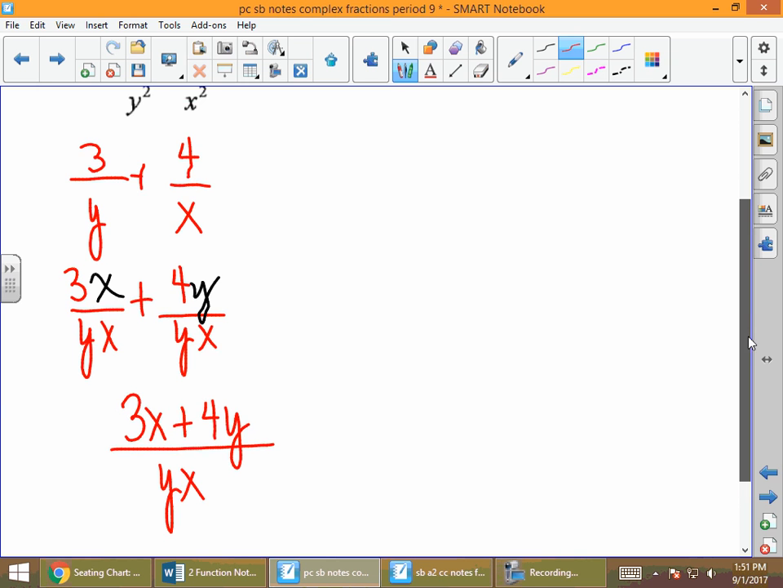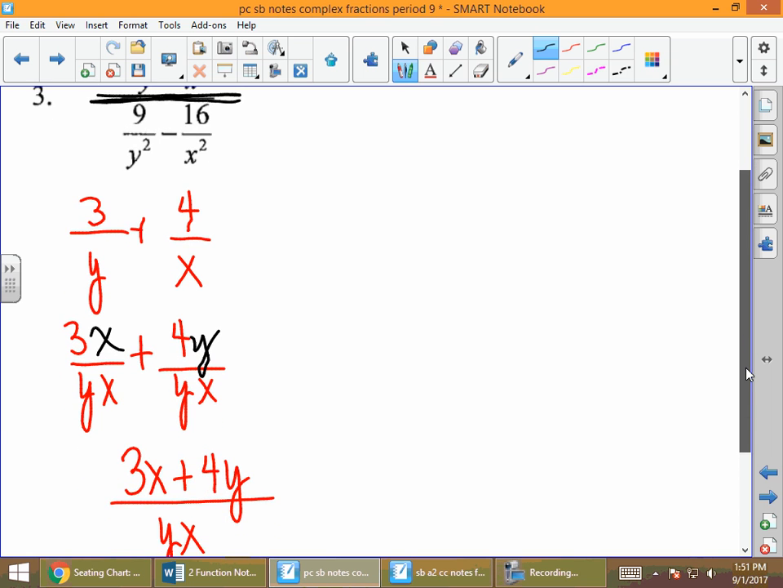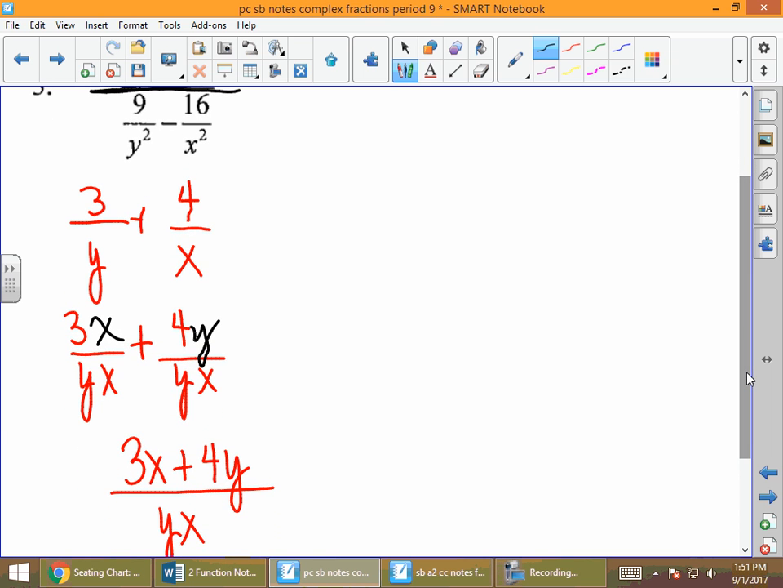And all that we've done so far is we've done the top of that fraction. I'll make this line a little bit darker. We've done the top part, the numerator of the overall fraction. Complex fractions meaning that we have fractions within a fraction. And we only want to end up with one. So now as we take a look at that, we've dealt with the top, so let's deal with the bottom, which is 9 over y squared minus 16 over x squared.